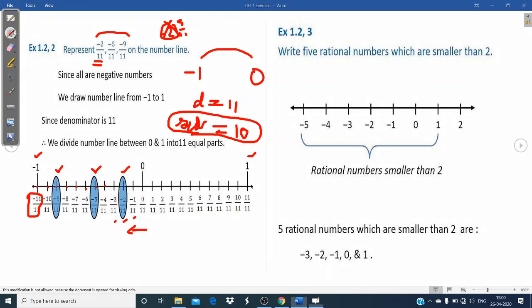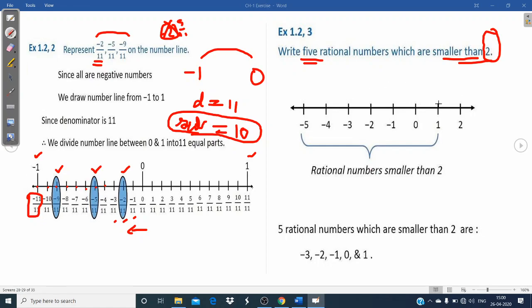Now, third question, students. You have to write 5 rational numbers which are smaller than 2. If I draw a number line, this is just a number line. So all the rational numbers you have to write are less than 2. There are so many rational numbers less than 2; you have to just write any 5 of them.